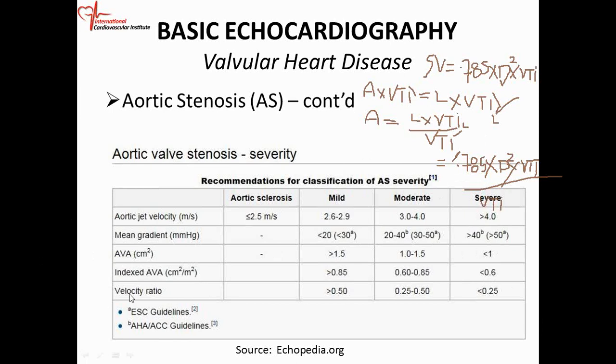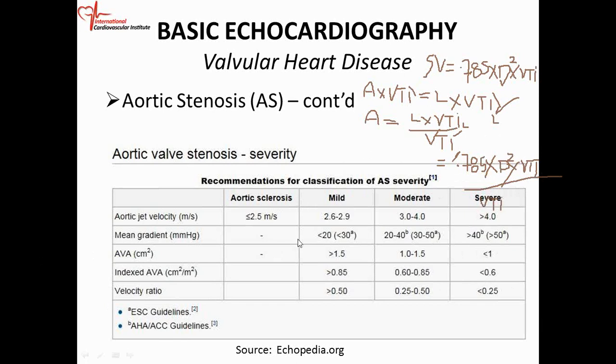And then we talk about a velocity ratio. What that is, if you're doing a study and it is very suboptimal, a poor study, and you cannot calculate your D, so when you're in the parasternal long axis view, you can't see clearly to get your D, then you can just do the VTI across the left ventricular outflow tract and the VTI across the aortic valve, and if that ratio is less than 0.25, then it's severe aortic stenosis. Okay? All right, so we'll move from severe to mild.